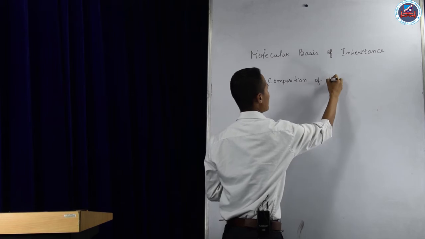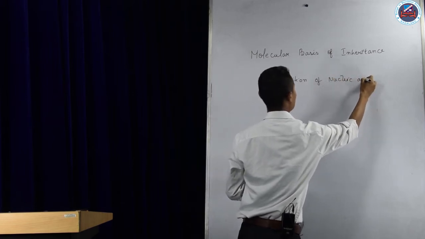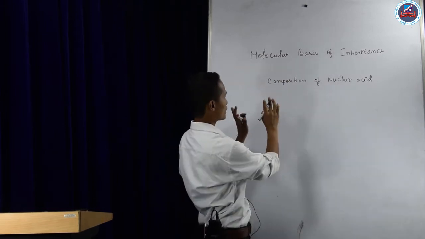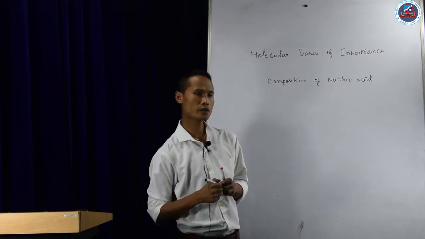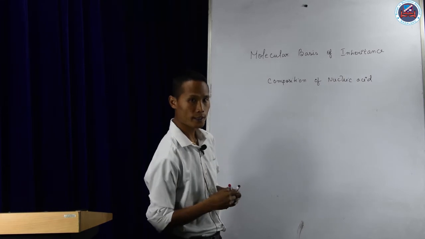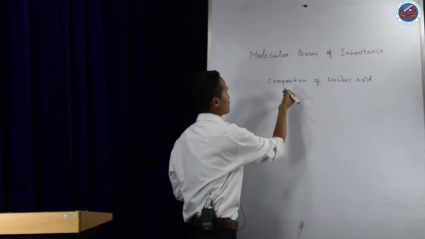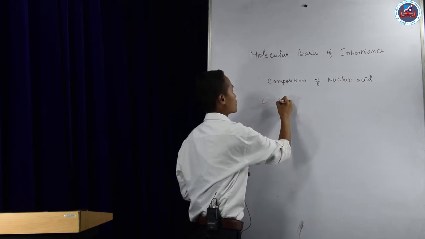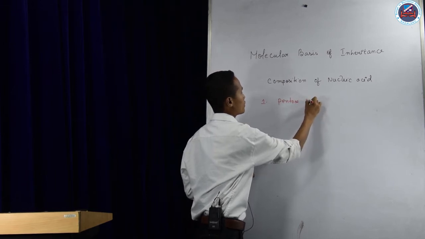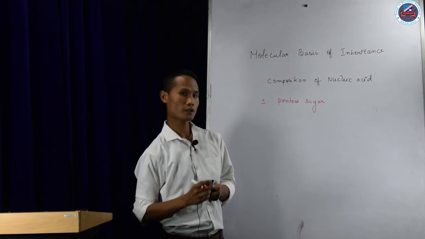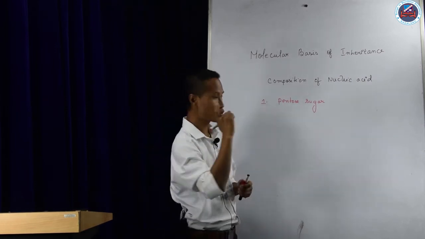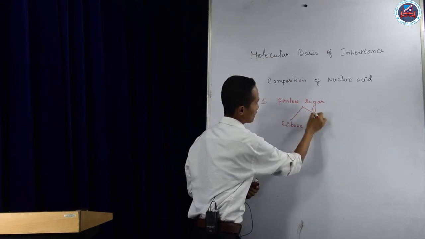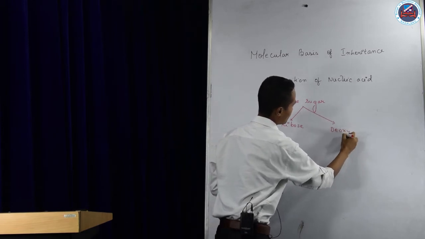Composition of nucleic acid. It can be DNA or RNA, but they are composed of three important parts. The first composition is pentose sugar. Now, pentose sugar is of two types. It is ribose and deoxyribose.